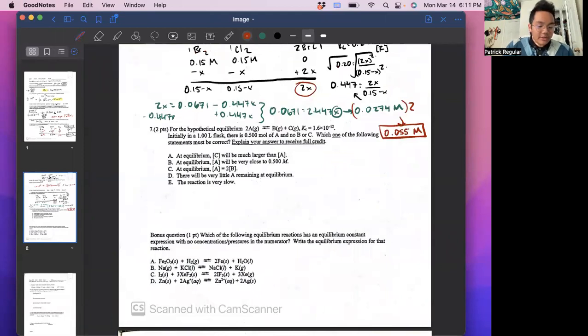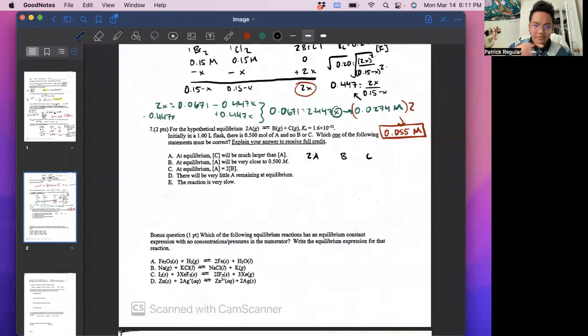All right, so for this hypothetical equilibrium equation, we have 2A going to B and C. The Kc value is 1.6 times 10 to the negative 12. Now that should ring some kind of bell, because that is an extremely small Kc value. And that means that the relative abundance of products over reactants is extremely small. It's not going to dissociate pretty much at all. So the numerator is going to be significantly low, while the denominator is going to be very, very high. So keep that in mind.